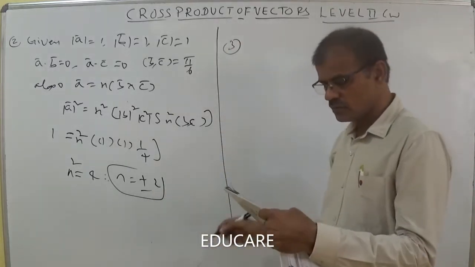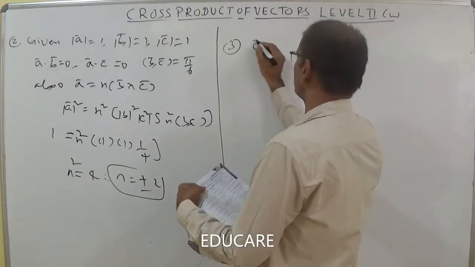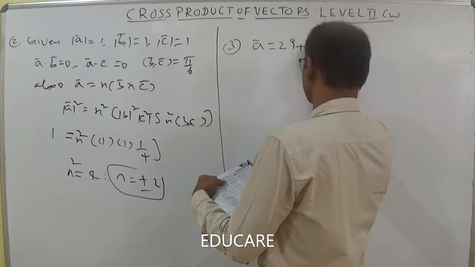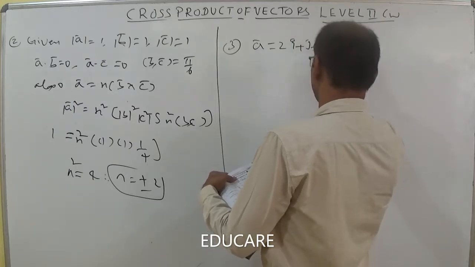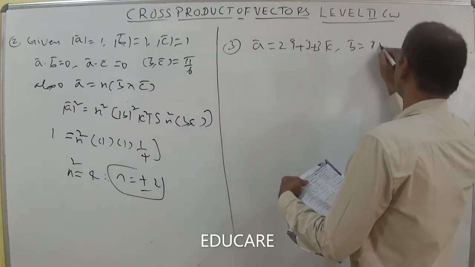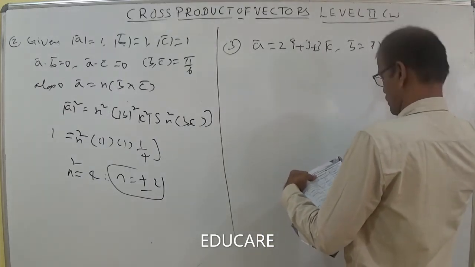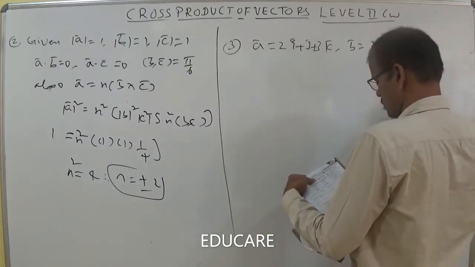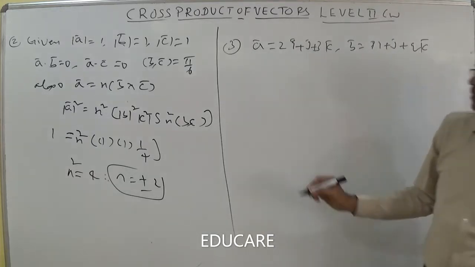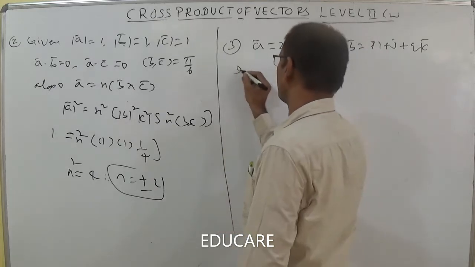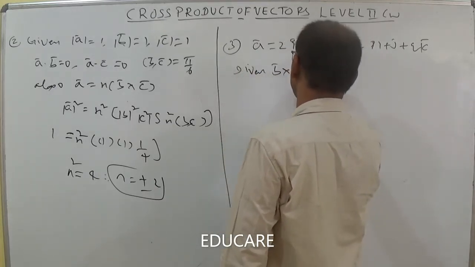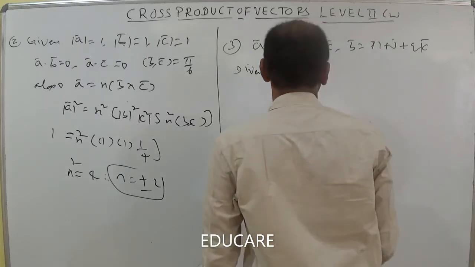Third one, A bar is equal to 2i plus j plus 3k. B bar is equal to pi plus j plus qk. He given b cross a is equal to 0. Given value b bar cross a bar equal to 0 bar.